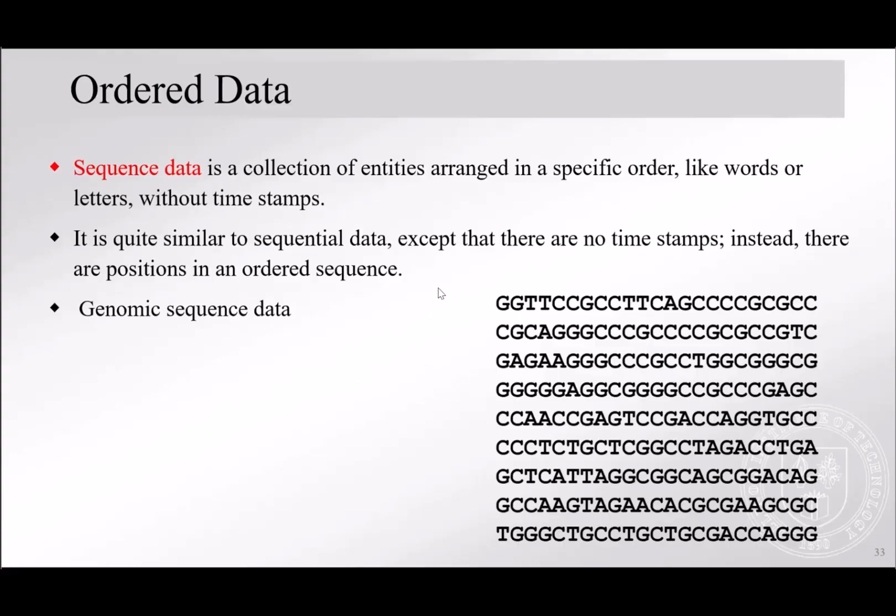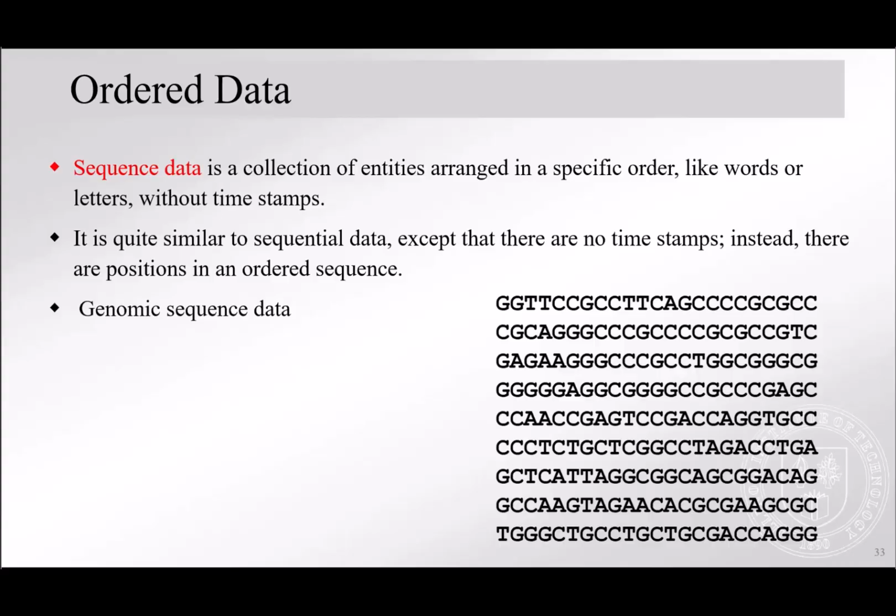By the way, again, we're still in the ordered data, right? We talk about the sequence data, and we define this as a collection of entities arranged in a specific order, like words or letters. But there's a key difference here. There are no timestamps, but there is order. So instead of time, we have position in an ordered sequence. Position one, position two, position three. The order matters, but there's no clock involved.